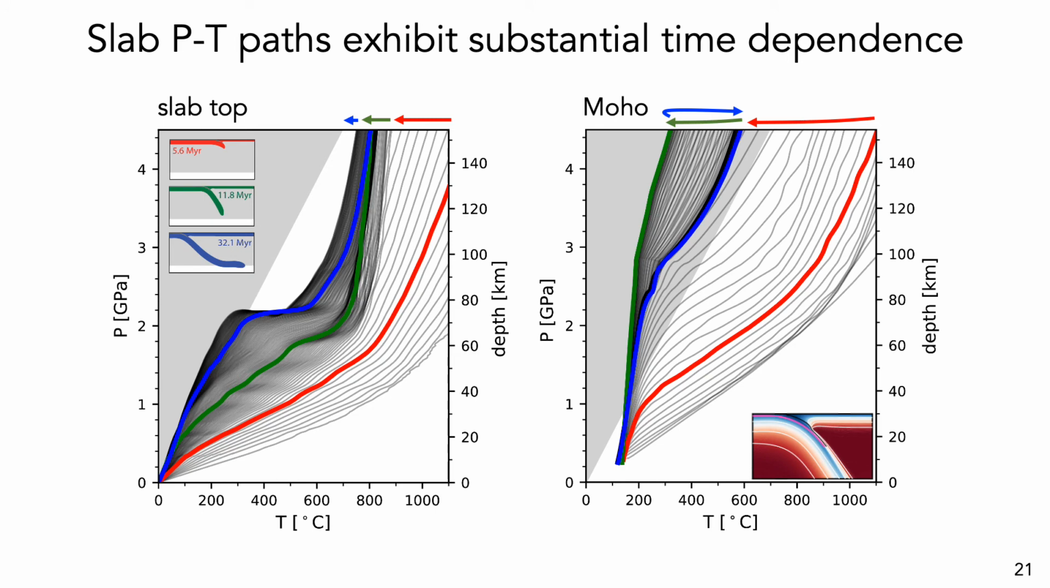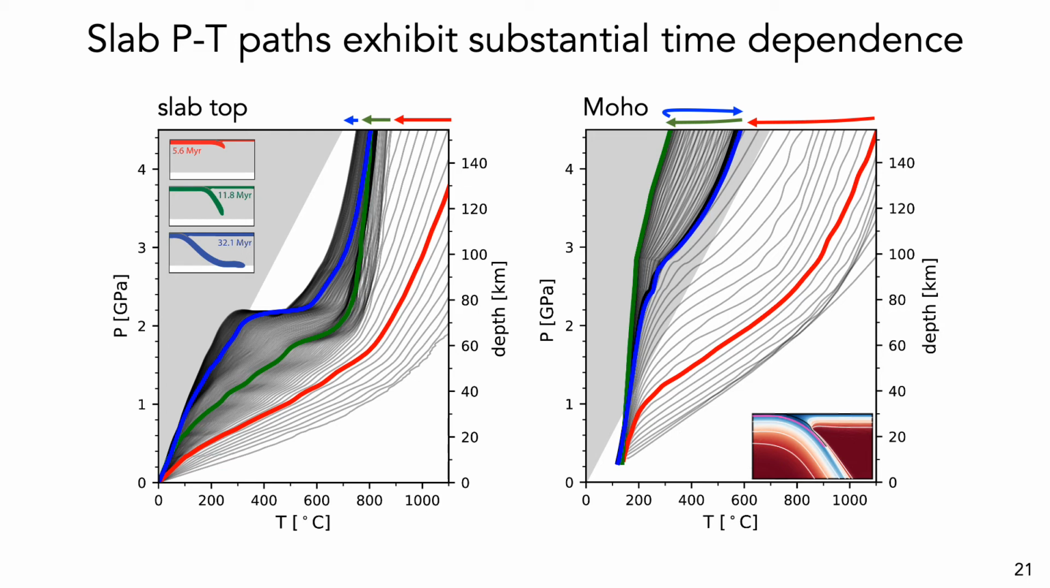Now also plotting the Moho PT path evolution. Again, they demonstrate significant time dependence. All of these paths are colder than the slab top paths. And perhaps what's most interesting is that in contrast to the slab top, these paths are not cooling throughout the whole model evolution. Rather, we have cooling from the initiation phase to the free sinking phase, but then we rebound back to warmer conditions during the mature phase.